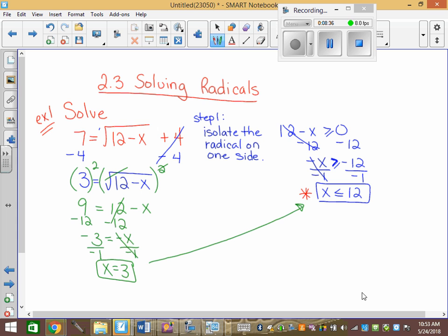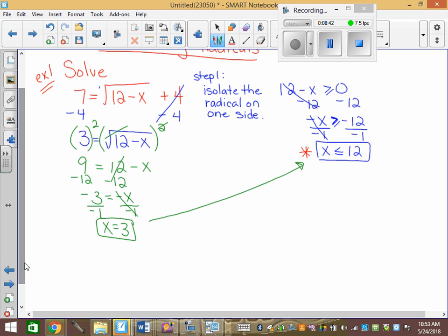Rubbish. I've never got to use that word, rubbish, but we did. So we're going to use the red equation because we didn't touch that. So check. I'm going to check x equals 3 by plugging into left and right and seeing if they equal.